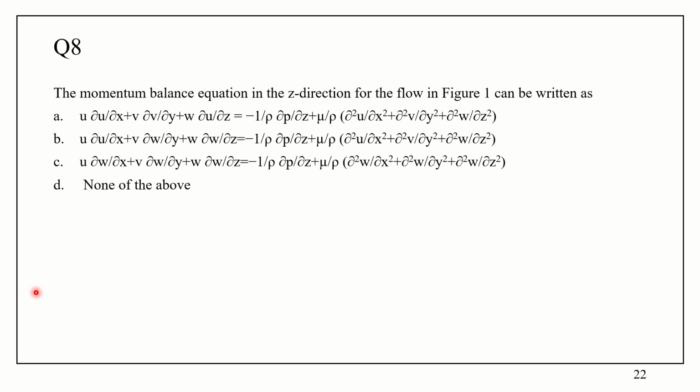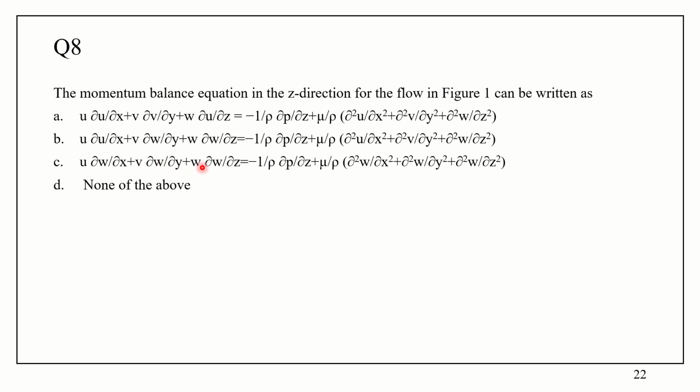The momentum balance equation in the z direction for the flow in figure 1 can be written as dash. So this is not the reduced equation, because if it were a reduced equation, w would be a function of x and y only, not of z, so those terms would vanish. But in general, the momentum balance equation in the z direction for the flow in figure 1 can be written as dash.